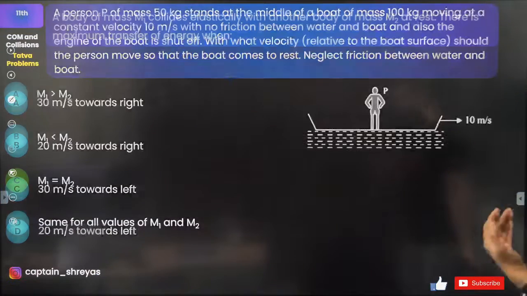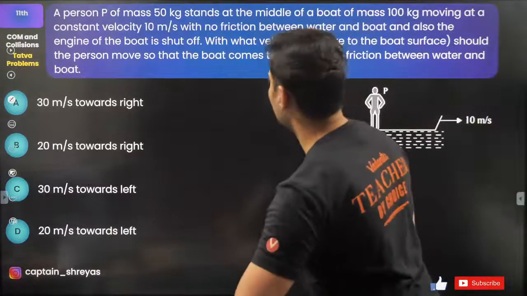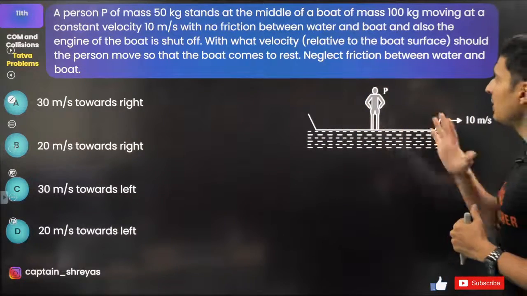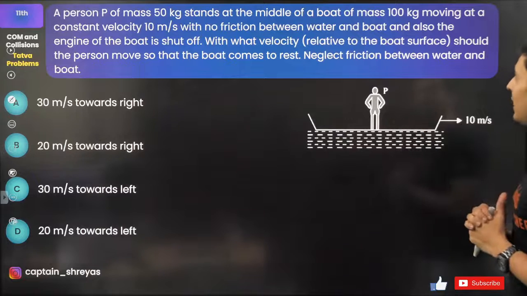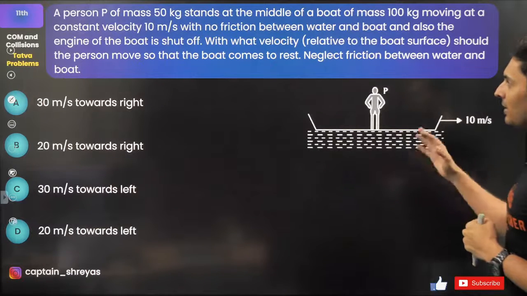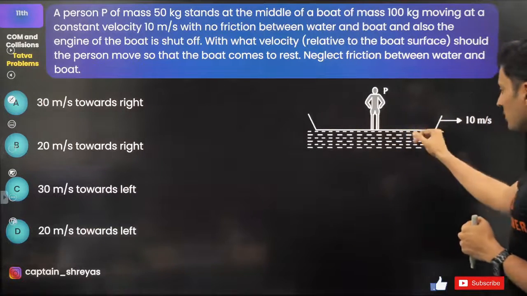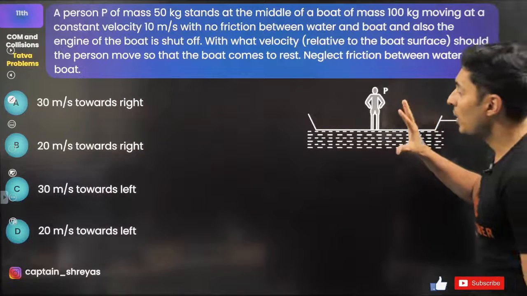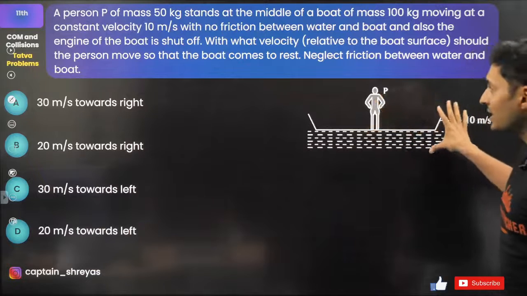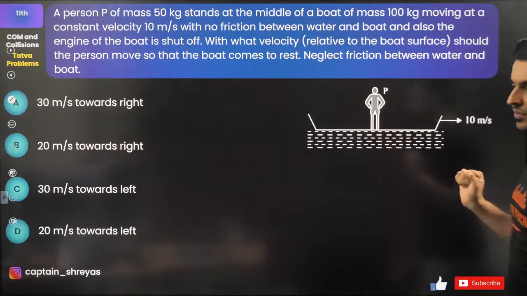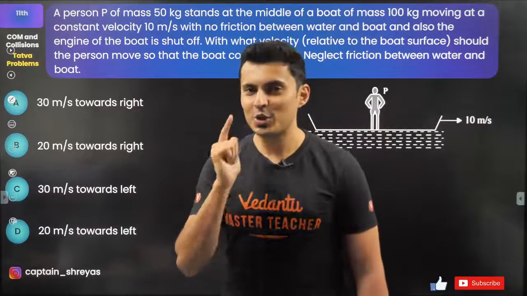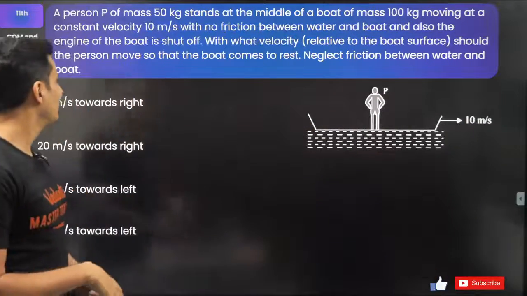Okay. So moving on to the next one coming up on your screen. Beautiful question. There is a person standing in the middle of the boat. Mass of the boat is 100 kg. Constant speed is the boat's velocity. There is no friction. And now the engine is shut off. Now you have to make sure that the person will move in such a way that the boat comes to rest. So how fast should the person move relative to the boat?